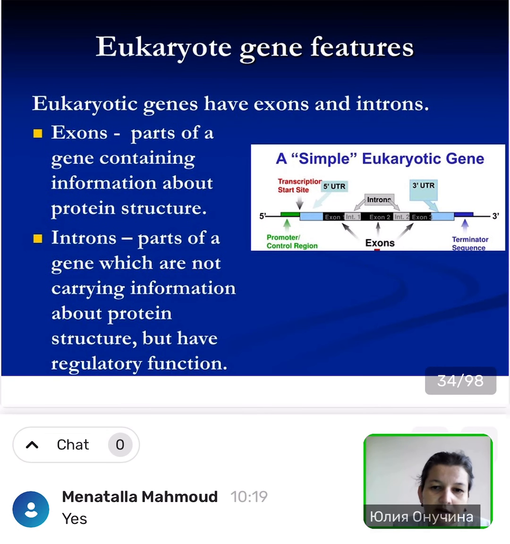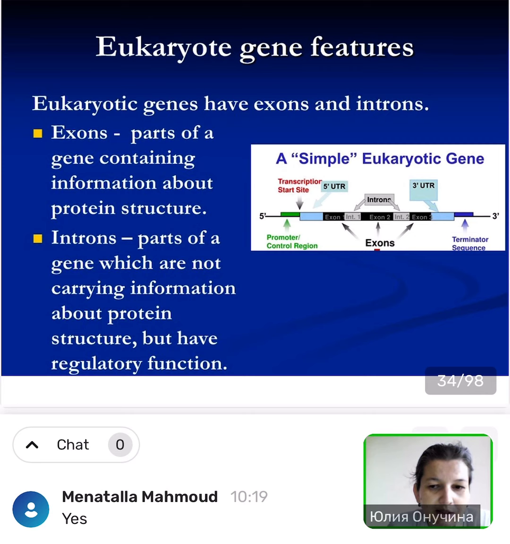And eukaryotic gene is very difficult in structure. It contains three main parts, two of them at the ends of the gene. They are parts that have a regulation function. They are promoter and terminator.